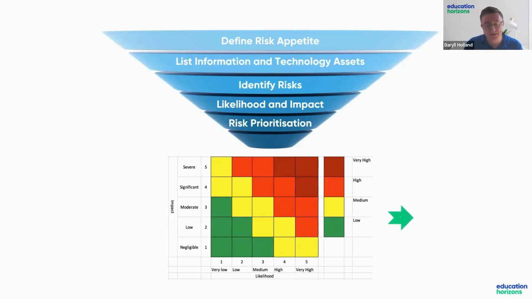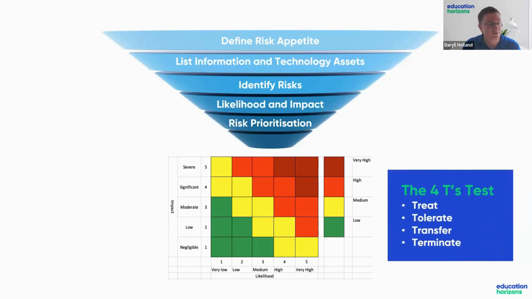At this point, I recommend considering each risk one by one and applying one of the 4 T's. So will you treat the risk by putting in a control or a mitigation? Will you tolerate the risk by accepting and monitoring over time? Will you transfer the risk by outsourcing to a third party? Or perhaps terminate the risk by shutting down that activity completely?